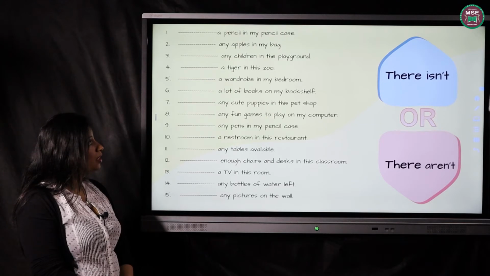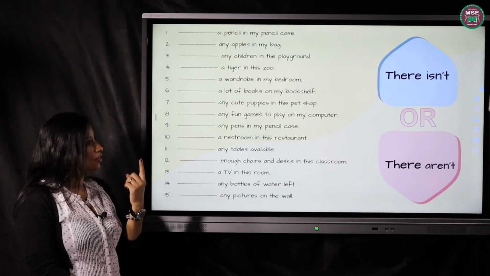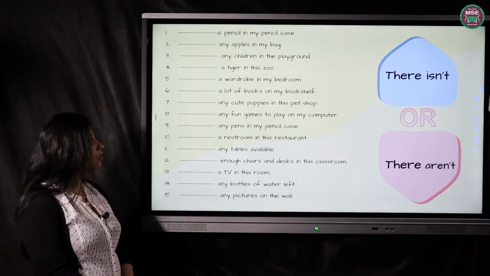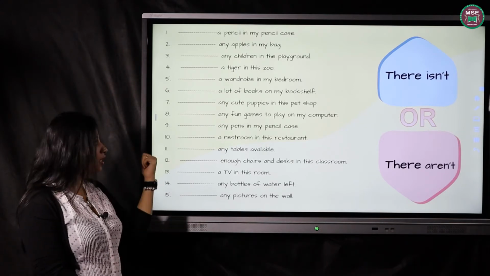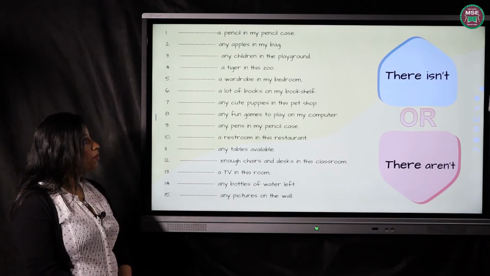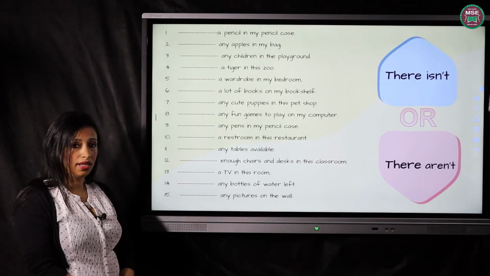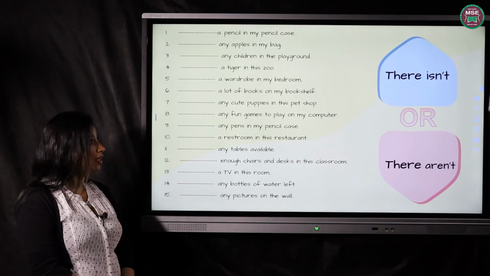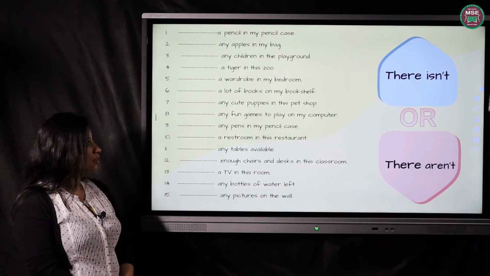Okay, number four, a tiger in this zoo. A. There isn't a tiger in this zoo. The last one, and you have to think about the rest. Number five, a wardrobe in my bedroom. A. When I say a or an, it means I'm talking about one thing. So I'm going to use there isn't.